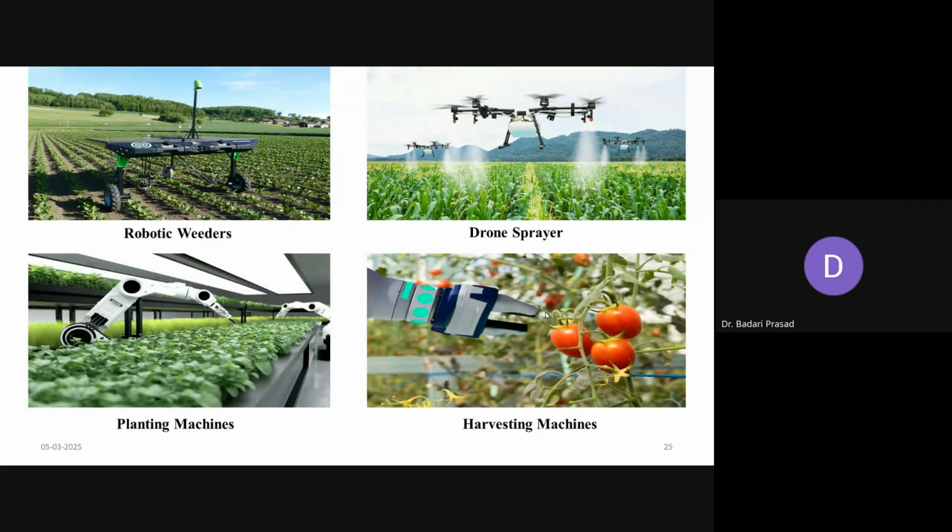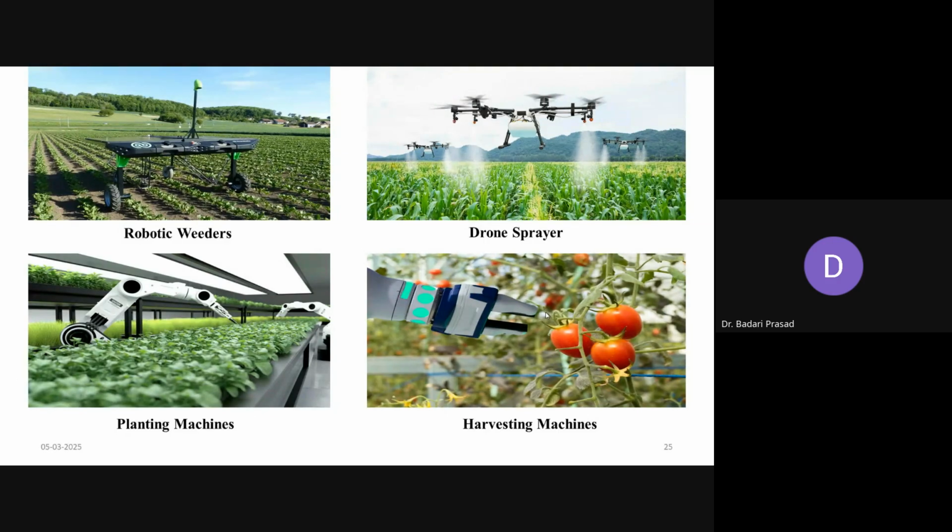Apart from tractors and harvesters, we are also using robotic weeders. With such precision, only the weeds will be plucked without any damage to the main crop or the intended crop. Similarly, planting machines with accurate speed and accurate spacing, without any damage, can easily plant over acres. Acres of area can be planted within no time.